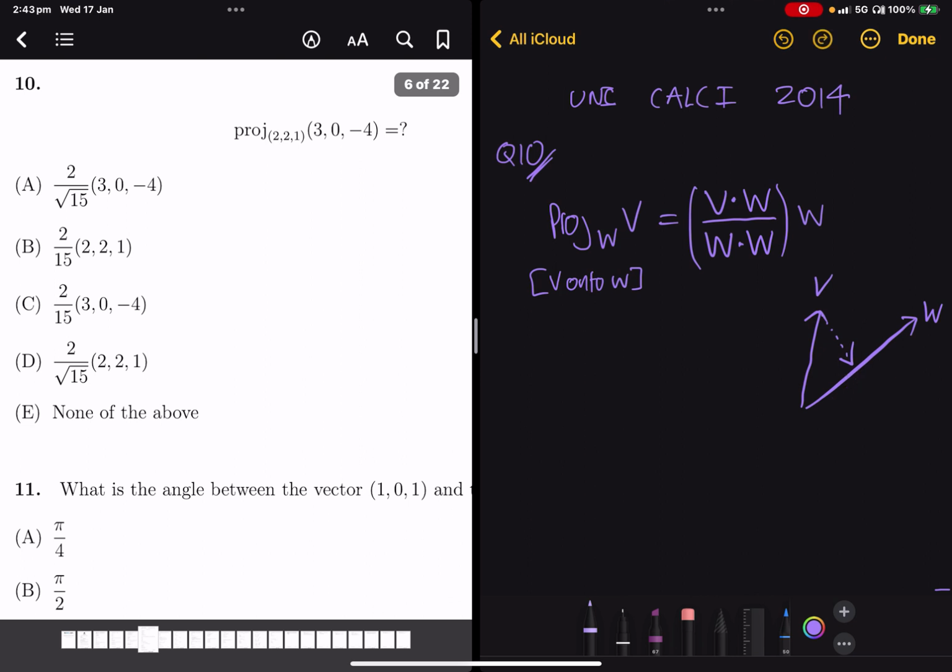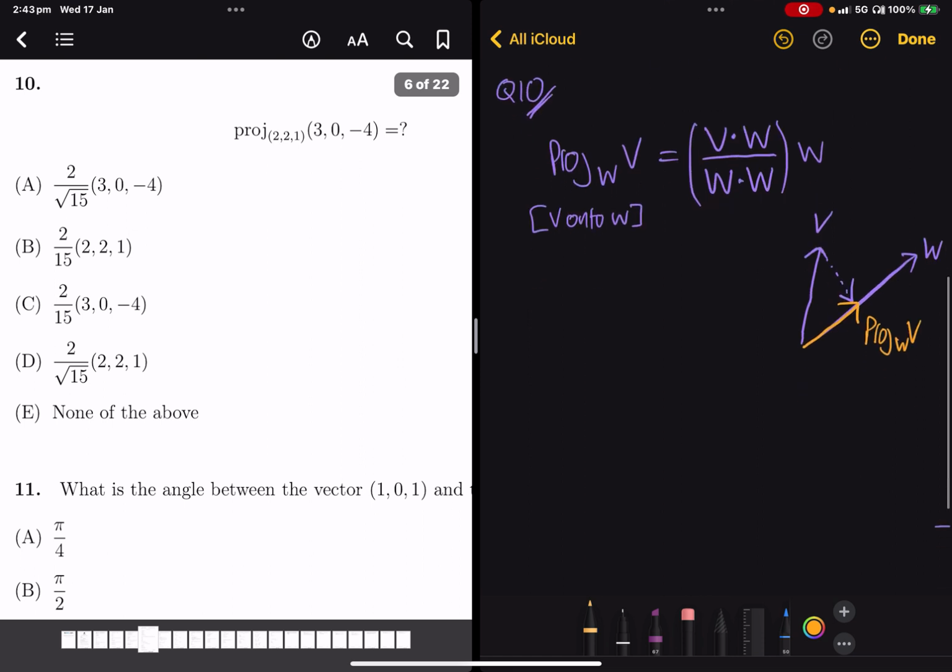I could use a different color here to do this. In fact, the projection vector will be this vector. This will be projection of V onto W. So we need to use some dot products and some multiplication, and this is going to get us our solution. So here we know W is the vector 2, 2, 1. V is the vector 3, 0, minus 4.